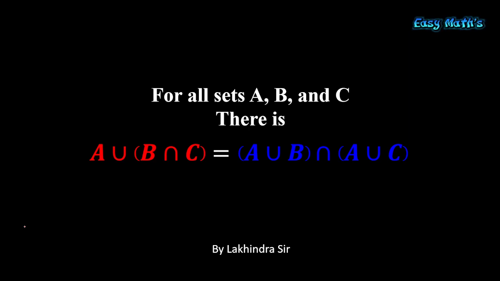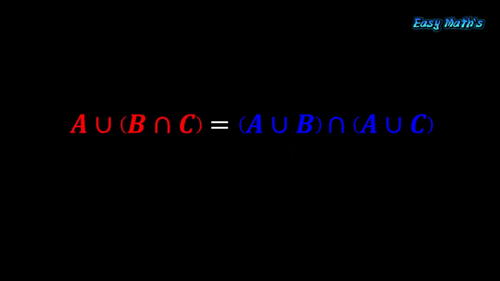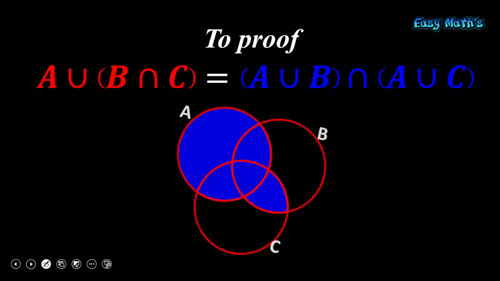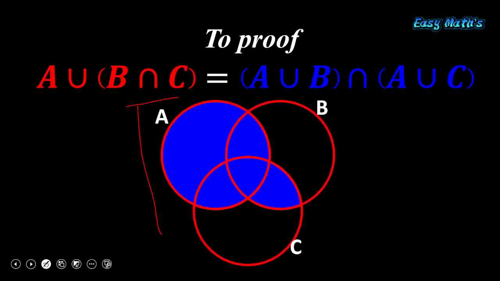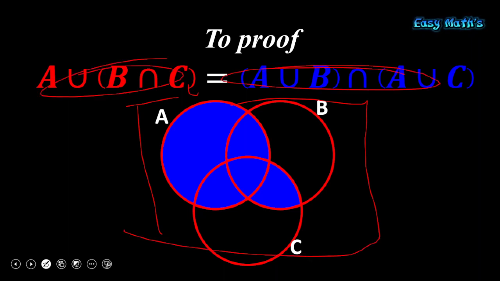In this class, we have a question. For all sets A, B, C, A union (B intersection C) equals (A union B) intersection (A union C). So we have to prove this statement. This is the proof we need to do, and if you draw it in a Venn diagram, this type of diagram will form, which is equal for both sides.